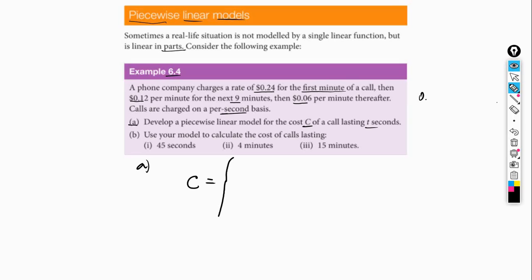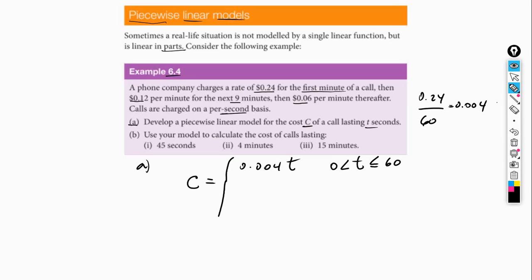So if we go 0.24 divided by 60, that's going to give us the rate per second. And if we do this, this is going to give us 0.004. So that means $0.004 per second. So in the piecewise function, we would write 0.004 times t, and this is for t greater than 0, but less than or equal to 60 seconds.